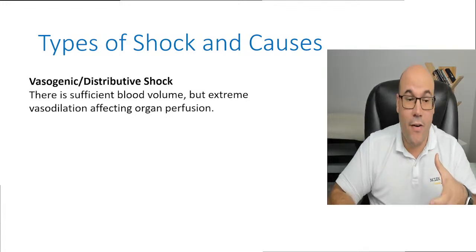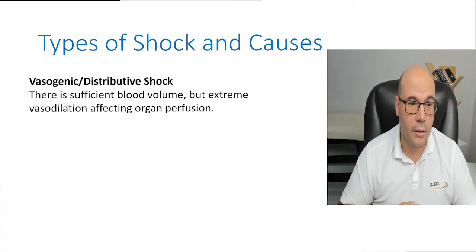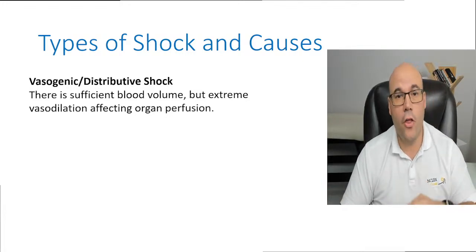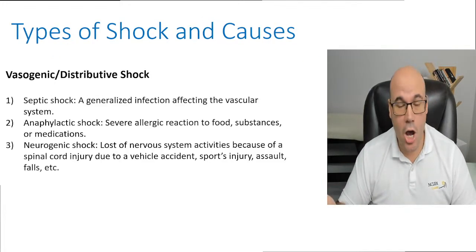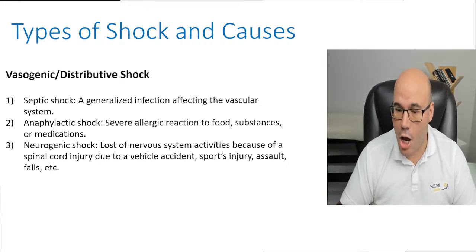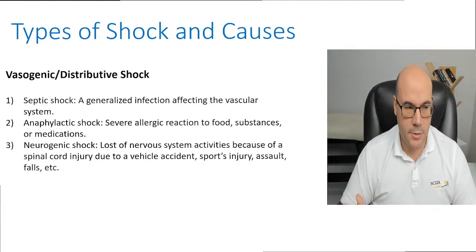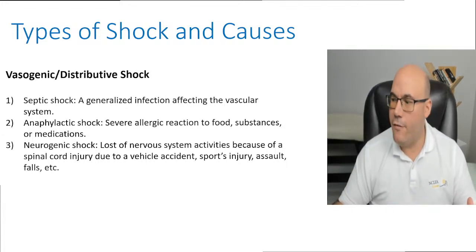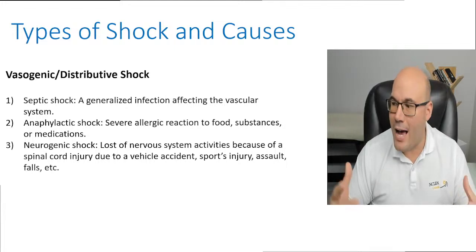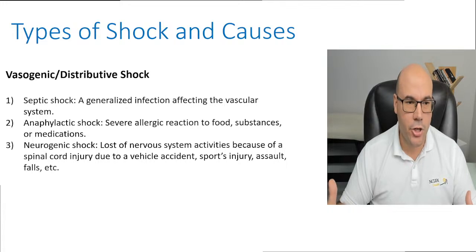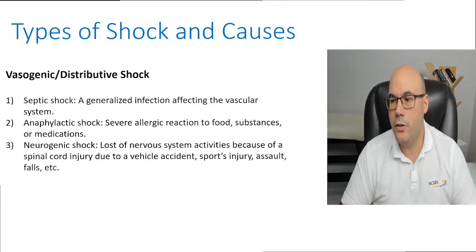So within the vasogenic or distributive shock, there are different shocks, and you know them all. Septic shock, anaphylactic shock, neurogenic shock. So what is a septic shock? It's basically a generalized infection affecting the vascular system. Due to this generalized infection creating massive vasodilation, the patient goes into vasogenic shock.